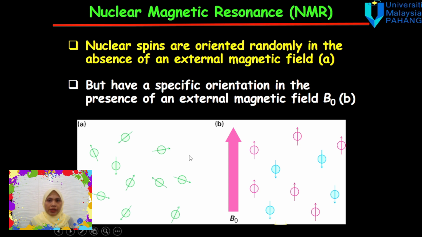Nuclear magnetic resonance principle. Nuclear spins are oriented randomly in the absence of an external magnetic field. As we can see in this figure, the nuclear spins are randomly oriented without the attachment to the NMR. When we put our sample inside the NMR, what happens? They have an external magnetic field with the level of B0, and the nuclear spins now align with the B0 or against the B0.